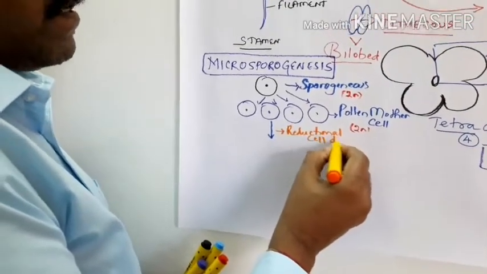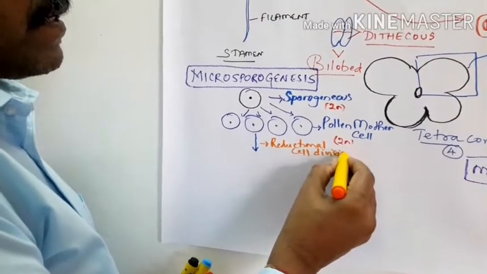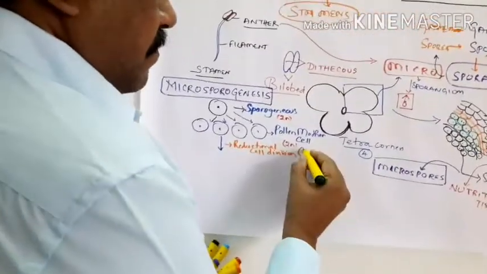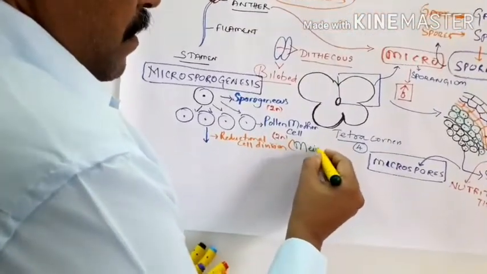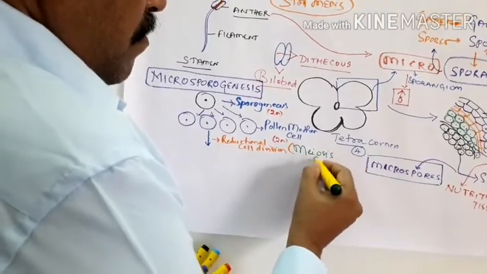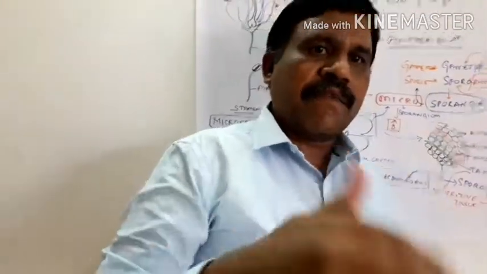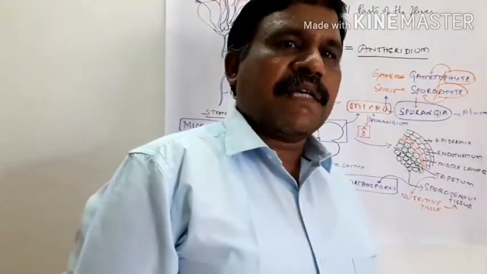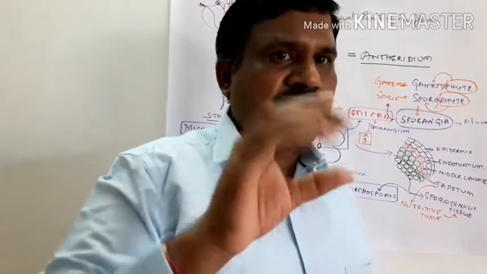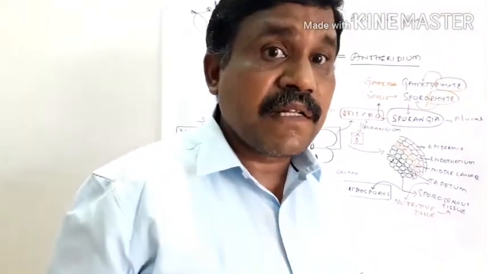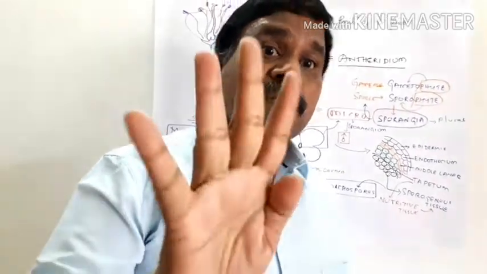Reductional cell division. What is this otherwise known as? Meiosis. You know that? It is called meiosis. Then proceed for meiosis 1 as well as 2. At the end of the 2, you remember from class 11th, the cell division topic. So meiosis will give rise to how many cells at the end? 4 cells it will form.